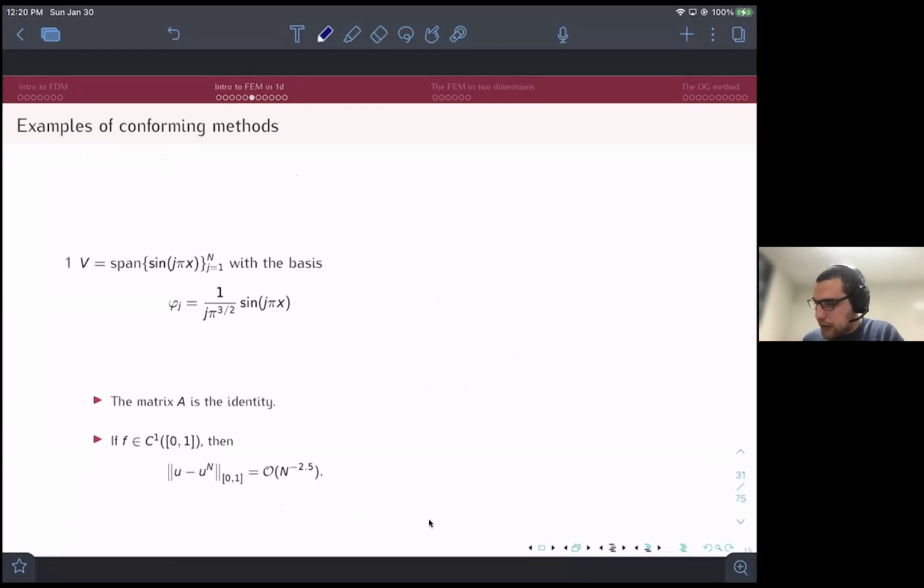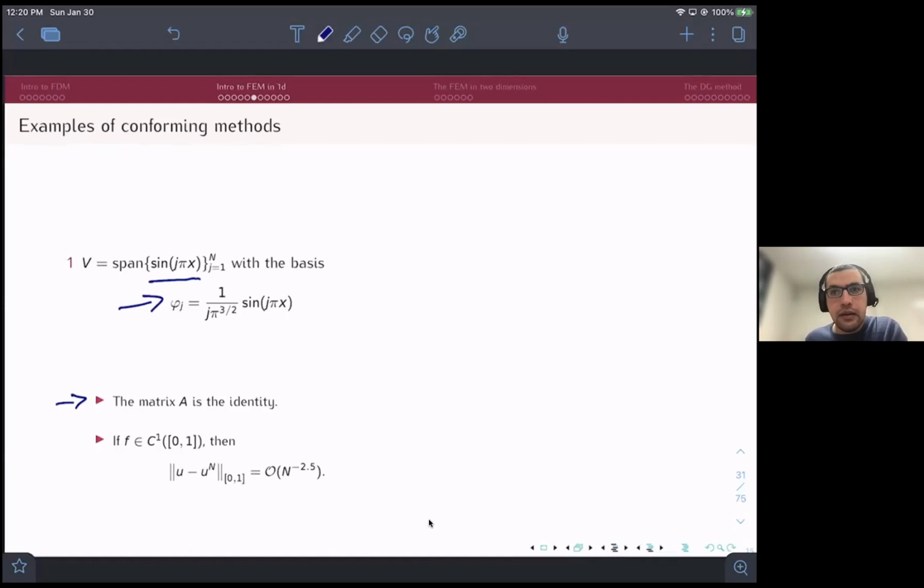Let's look at a simple Galerkin method, something that we have seen in undergrad, most likely. For example, the Fourier basis, which is basically the span of sine functions, sine(j pi x). It's a conforming space. And we can take the following basis. The reason I'm taking this basis is so the matrix A is the identity, so it's simple. Furthermore, I know something about the error. If f is a C1 function, then the L2 norm of the difference between U and U_N is on the order of O(N to the negative 2.5). And we can talk later about why it's negative 2.5.